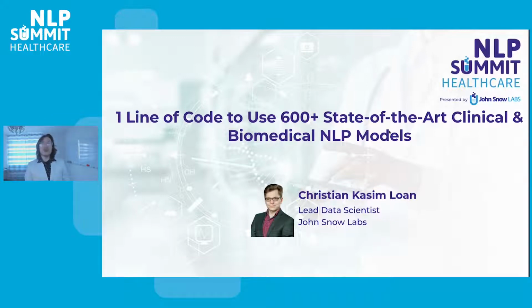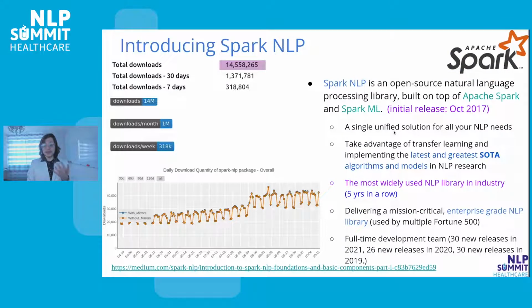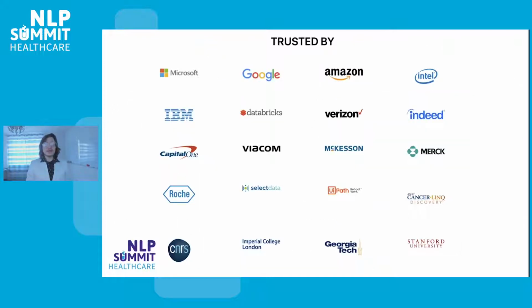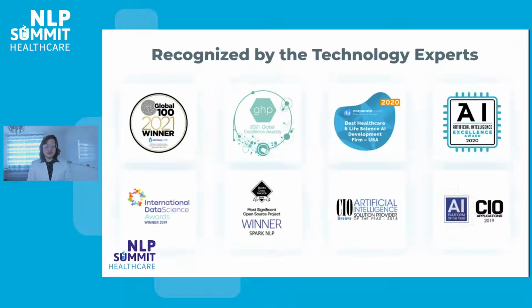Today I will show you how you can leverage the NLU library to use over 600 state-of-the-art clinical and biomedical NLP models. To understand NLU, we must first understand Spark NLP, which is the basis of NLU. Spark NLP focuses on being the most accurate, most scalable and fastest library out there. It has accumulated in the 5 years since its release already millions of downloads and has become the most widely used library in the enterprise, is used by many honorable customers and recognized by technology experts by various awards.